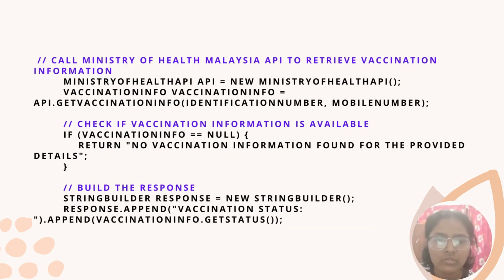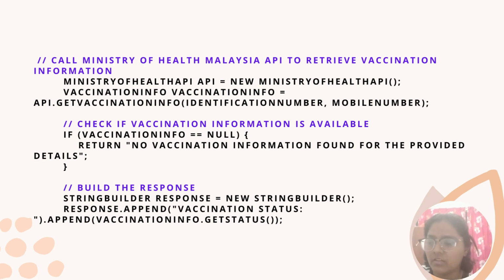Now we call the Ministry of Health Malaysia API to retrieve the vaccination information. These lines create an instance of the Ministry of Health API class and call its getVaccinationInfo method, passing the identification number and the mobile number as the arguments. This is done to retrieve the vaccination information from the external API.